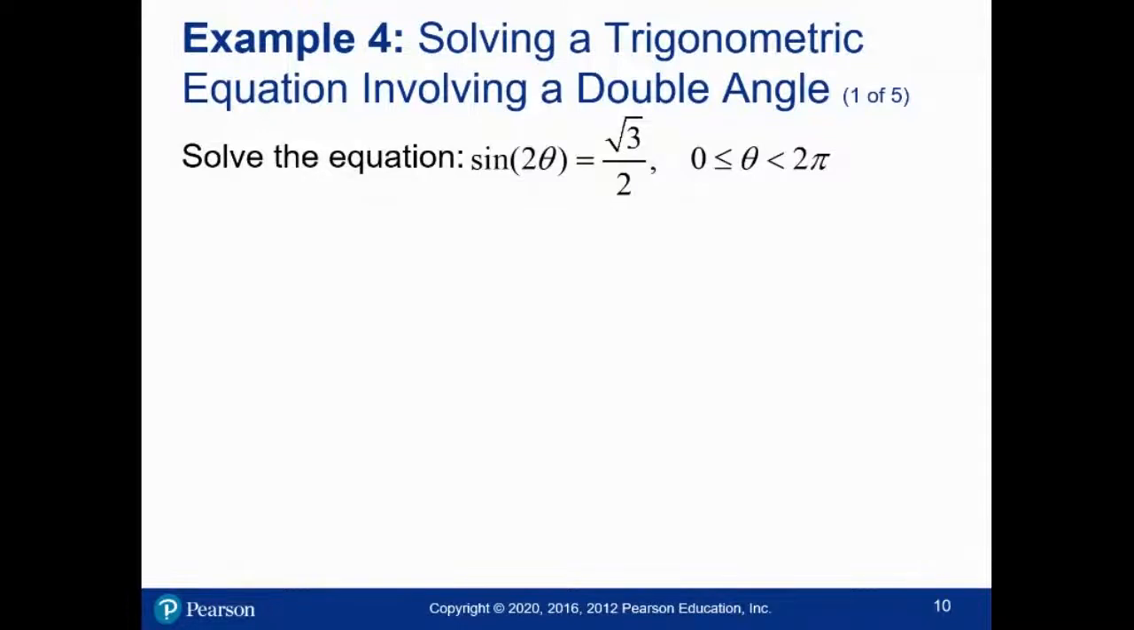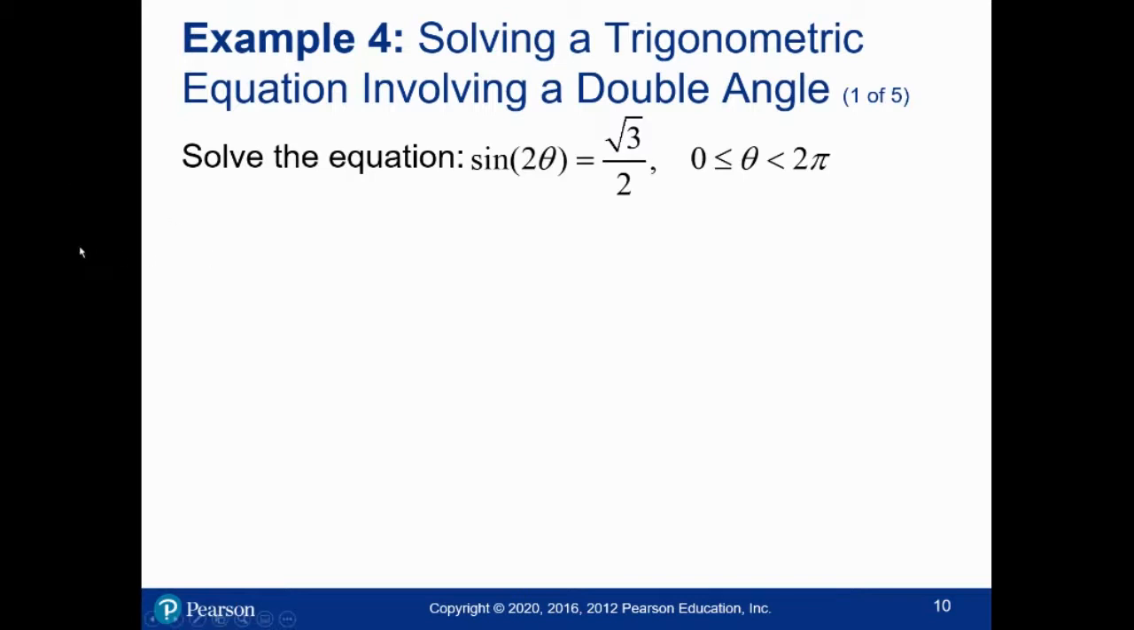So let's keep going with these trigonometric equations. I want to solve sine of 2 theta is root 3 over 2. Theta is between 0 and 2 pi, but notice I'm not taking the sine of theta. I'm taking the sine of 2 theta, and this is really going to change what we have to do.